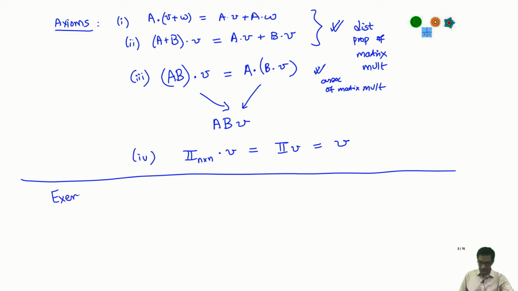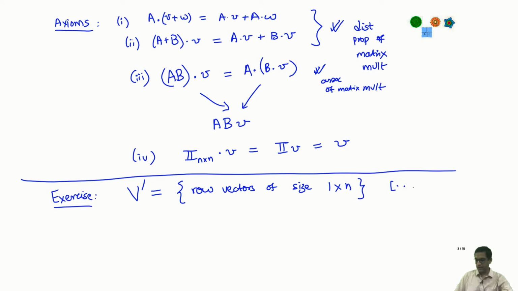Okay, and in fact we can tweak this example just a little bit to construct a right module. So here's an exercise for you. Instead of V, let's take V prime to be the set of all row vectors of size n, by which I mean matrices of size 1 cross n. So now you know what these look like. A typical element is a row vector like this. That's a typical element of V prime.